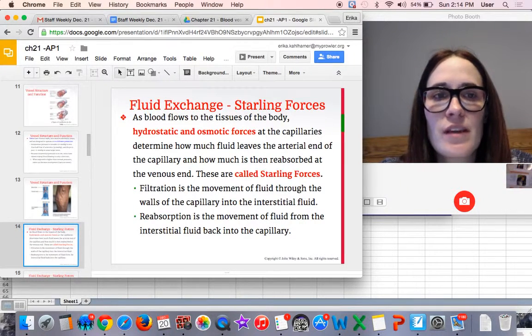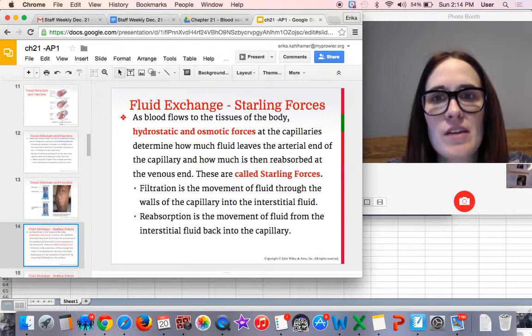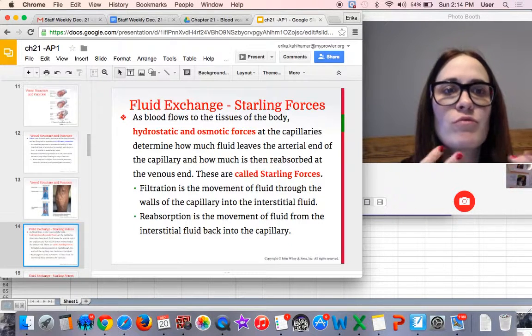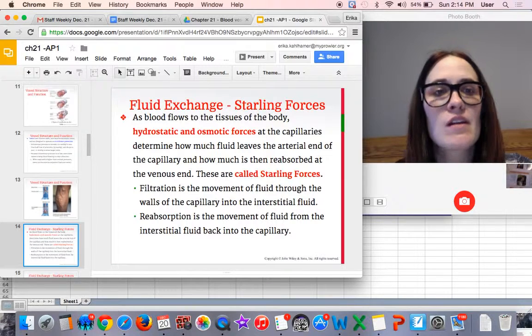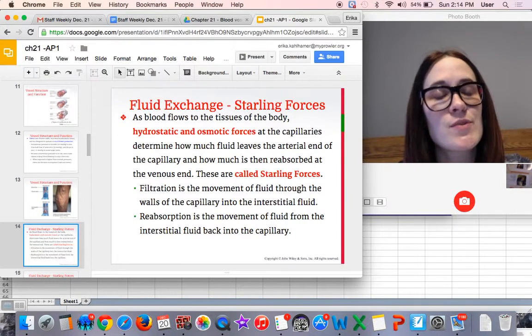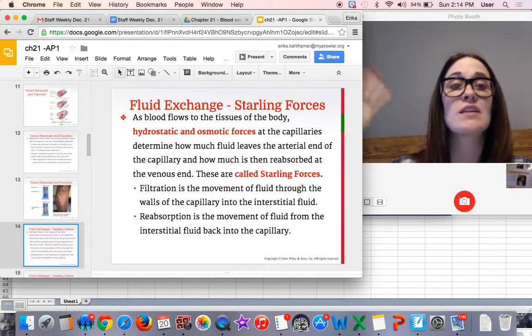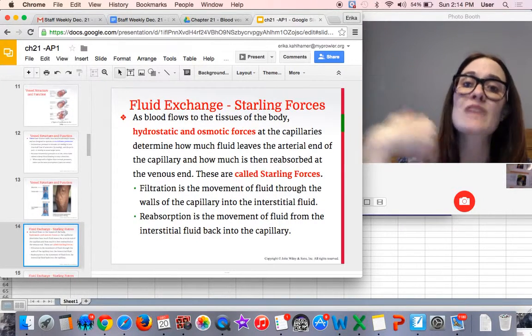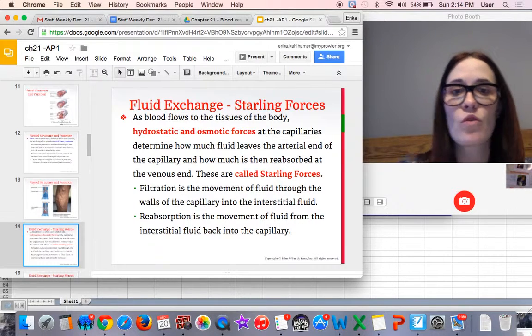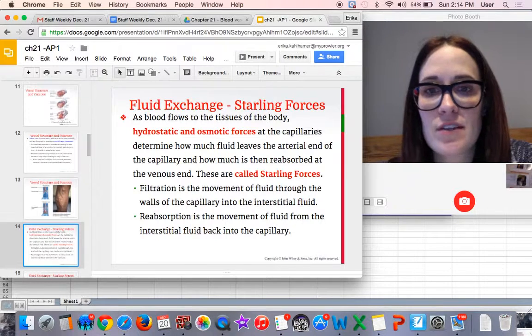All right, so fluid exchange. In the capillaries, the fluid and gases need to be exchanged. Let's talk specifically about fluid. The movement of fluid in and out of the capillaries is due to forces, hydrostatic forces and osmotic forces. This determines how much blood leaves the capillaries and how much re-enters or is reabsorbed into the capillaries. These are called the Starling forces.